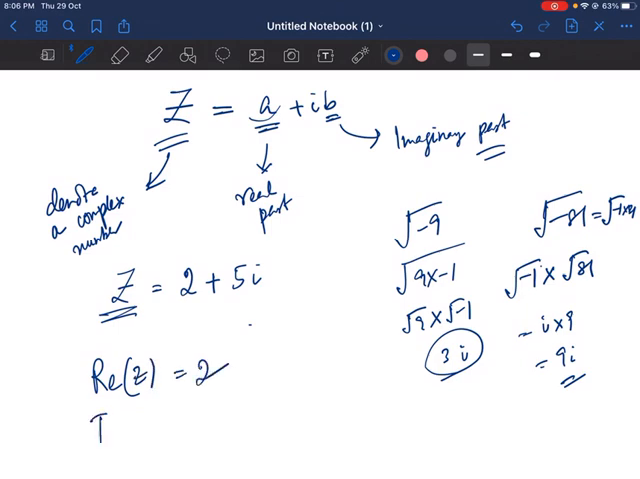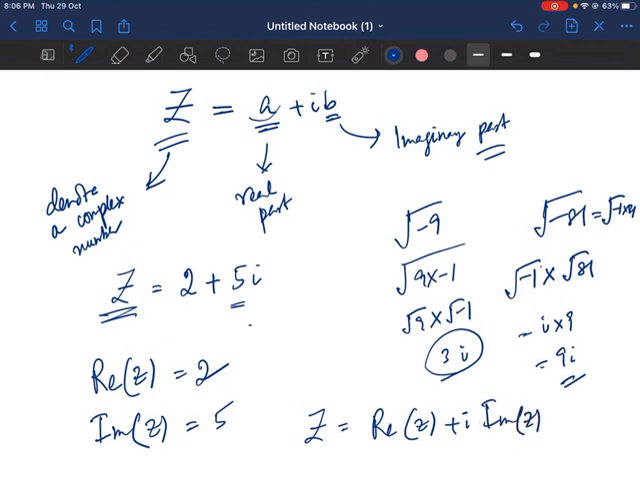And what is the imaginary part? It is written as Im(z), and the imaginary part is that part which has i multiplied to it. It is 5. Clear? So any complex number can also be written as the real part of z plus i into the imaginary part of z. This is how we write complex numbers.